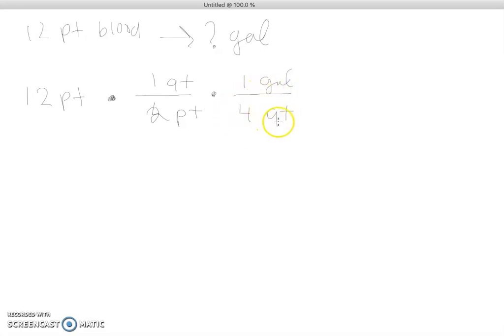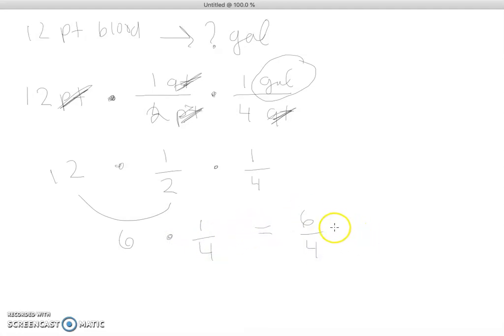The reason we're putting quarts at the bottom this time is similar to how we wanted to cross out these pints over here. We don't need those pints. We don't need the quarts. So in order to cross out the quarts, you can't put the quarts on top. You have to put them below so you can cancel them out, which leaves you with only this gallon factor right here. So now, to simplify this, it's 12 times the half times the 1/4. So this number is equal to 6 times 1/4. You can write it as 6/4, or you can write it as 1/2 gallons.